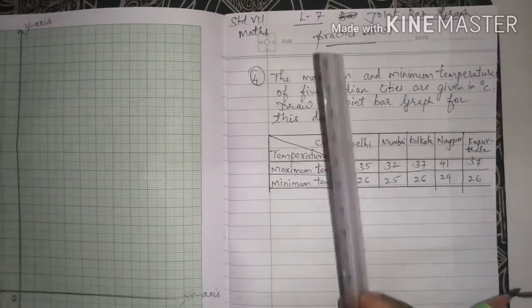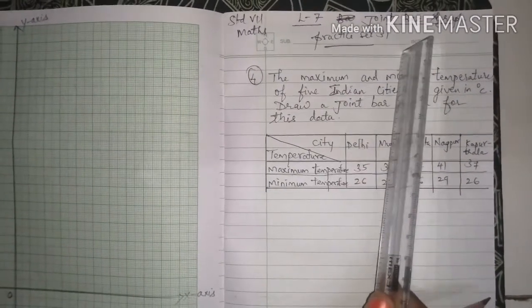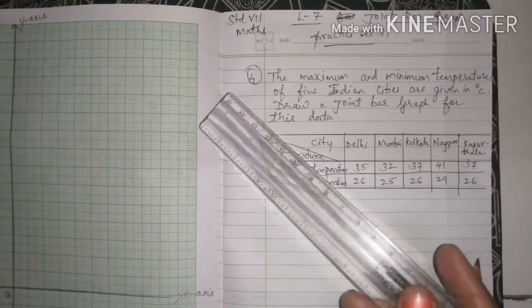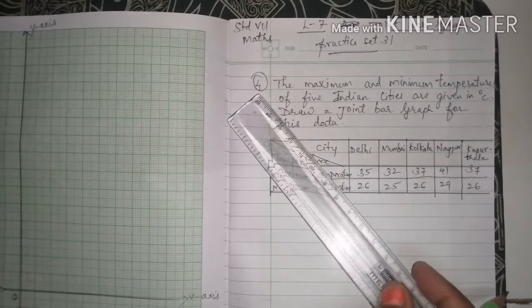Welcome students. Today we are going to see part 2 of practice set 31, that is 7th chapter, joint bar graph. Let us see 3 sums we already did. Now let us move to the 4th sum.